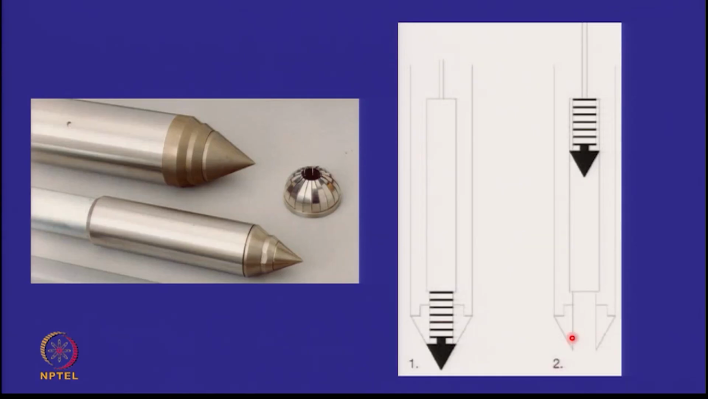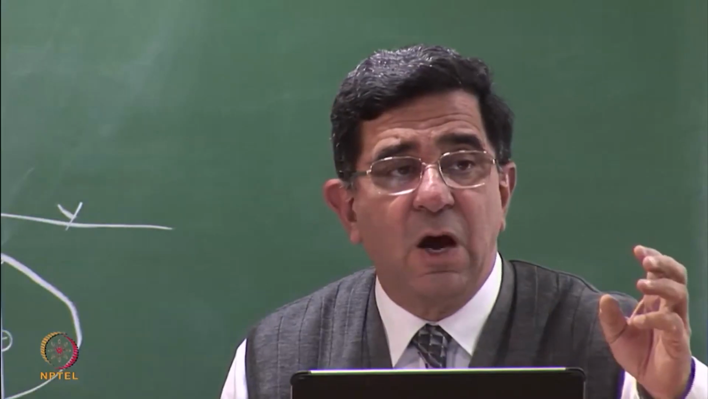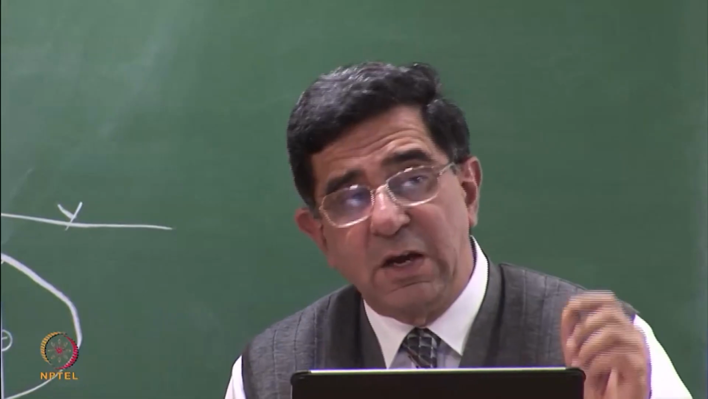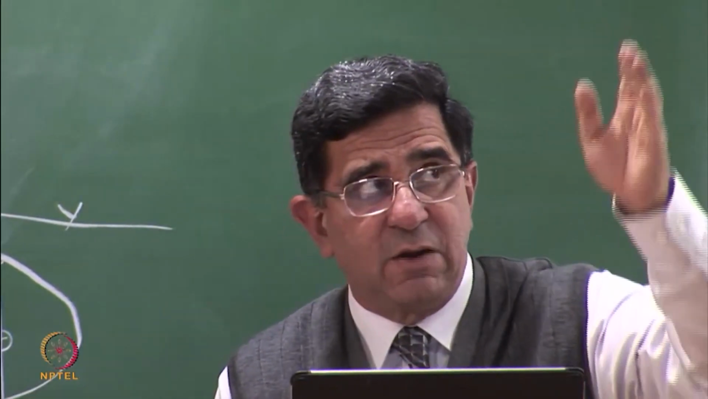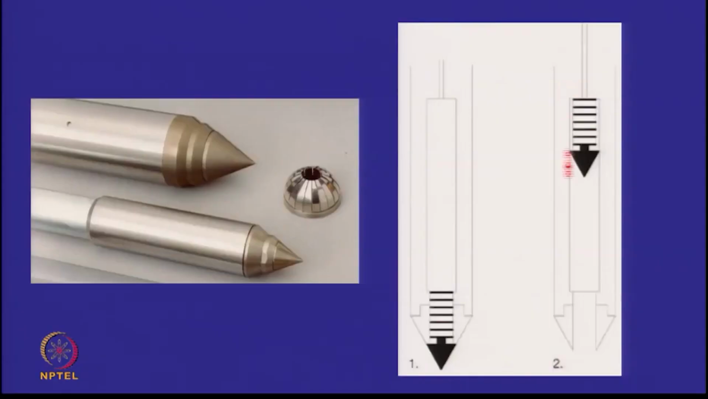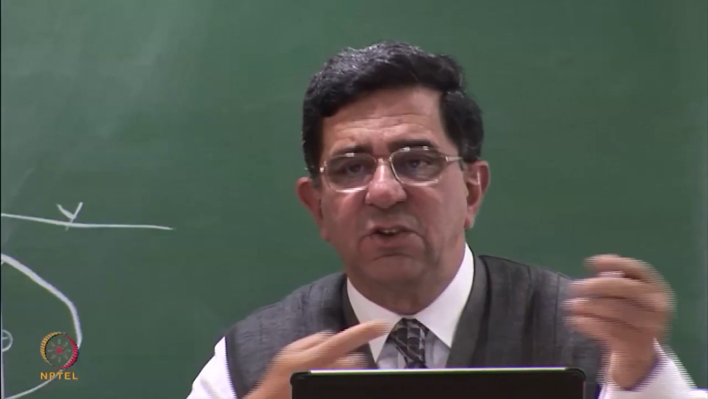So the cone penetrometer, which is normally without a sampler, has to be now used with a sampler and becomes a more expensive equipment. So first do the cone penetration tests to identify the high permeability zones, then go to the high permeability zones and pick up the samples. Even better, let me show you the next. This is called filter tip vacuum sampling. It's a beautiful device. All of you have seen a syringe with a needle.